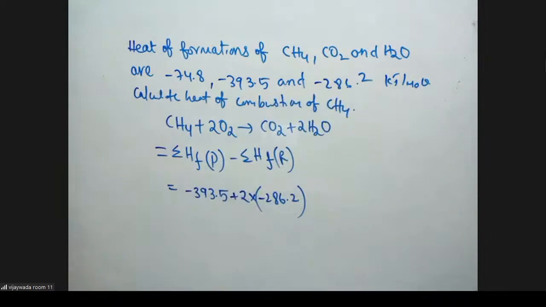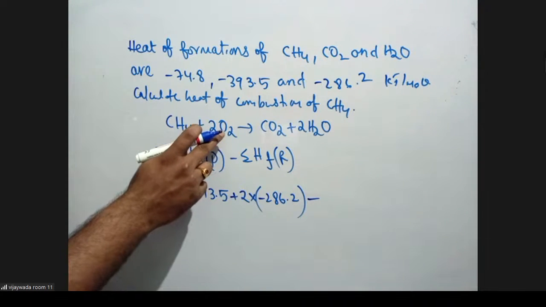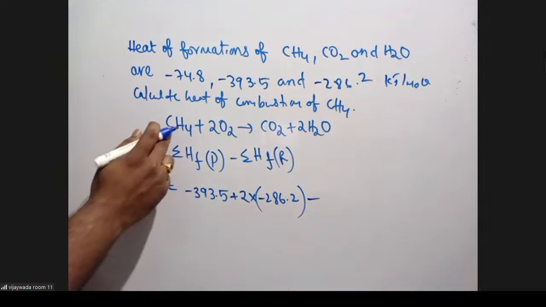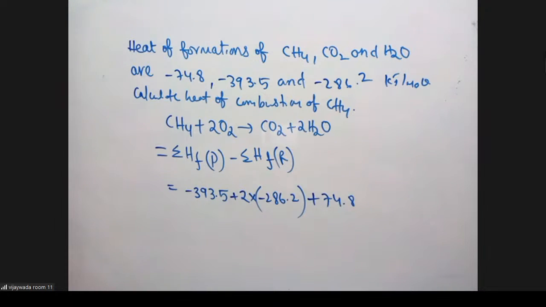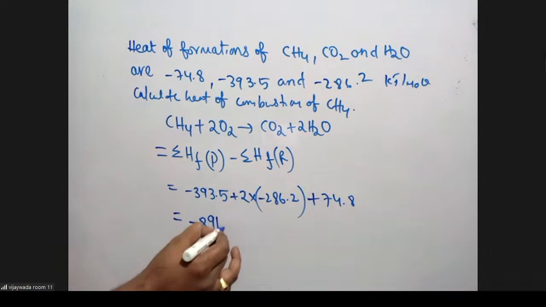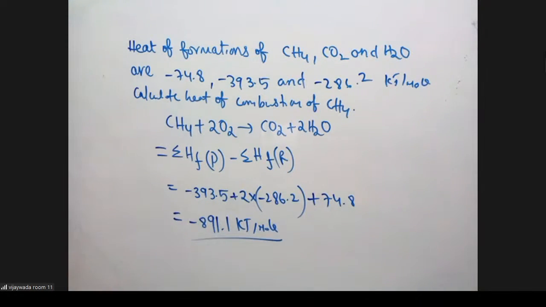It is for 1 mole. Minus of reactant: only CH4, carbon oxygen, heat of formation 0. So CH4 minus 74.8, only 1. So minus of minus becomes plus. If you add all these, you will get minus 891.1 kilojoules per mole. Students, understood?